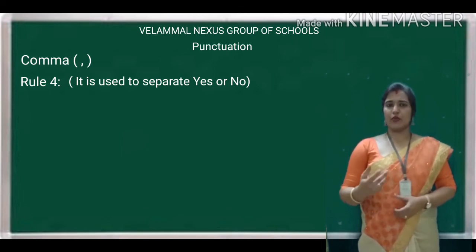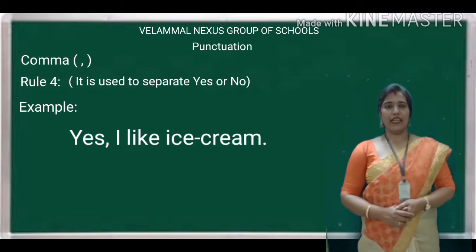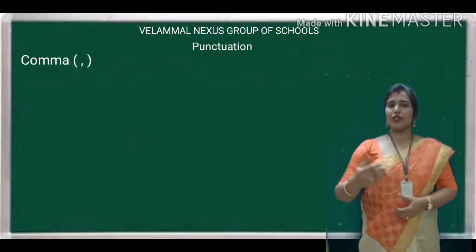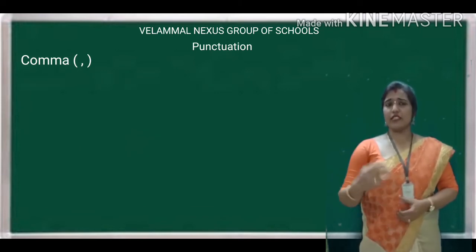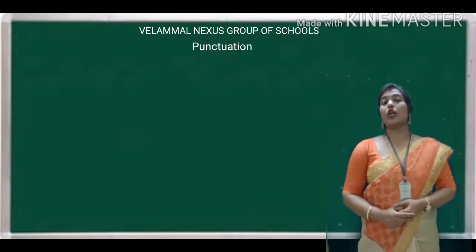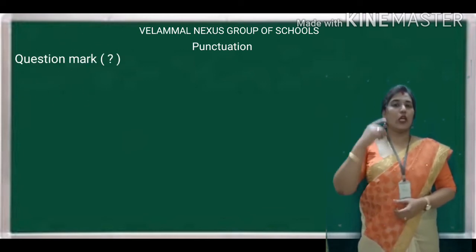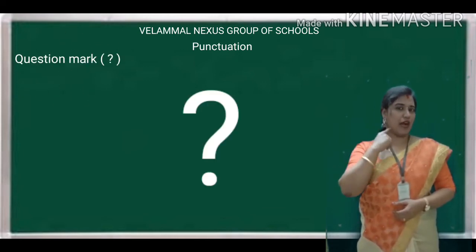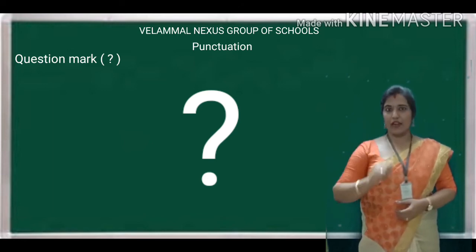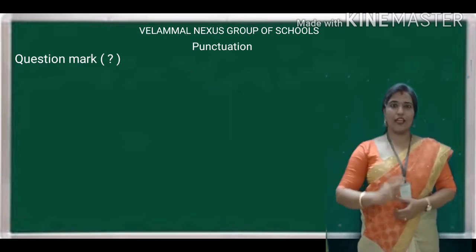Okay, for that, what do we answer? Yes, I like ice cream. Okay, children. So, like that, it moves on. This is for comma. The next one is question mark. What is that? Question mark. The shape. Our ear looks like a question mark.